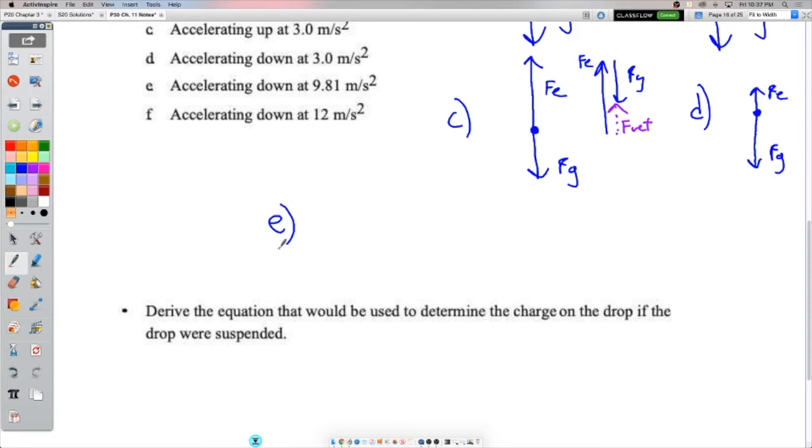Okay, in E, accelerating down at 9.81 meters per second squared. So if something is accelerating down at 9.81 meters per second squared, what force is acting on it? Okay, the force of gravity. And what other forces?